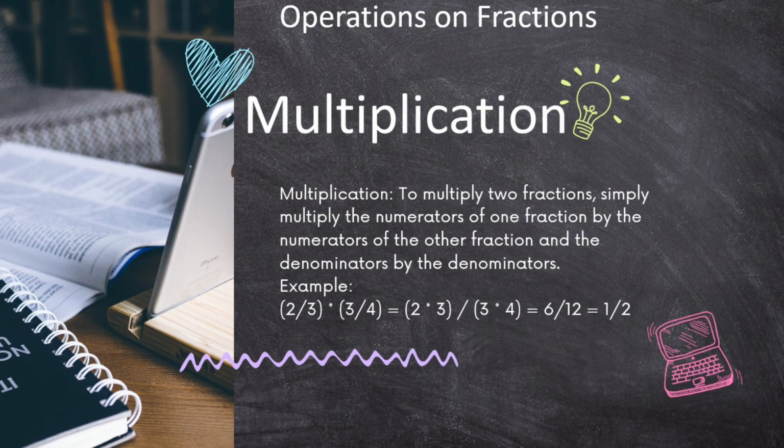Multiplication. To multiply two fractions, simply multiply the numerator of one fraction by the numerator of the other fraction and the denominator by the denominator. Example is this.